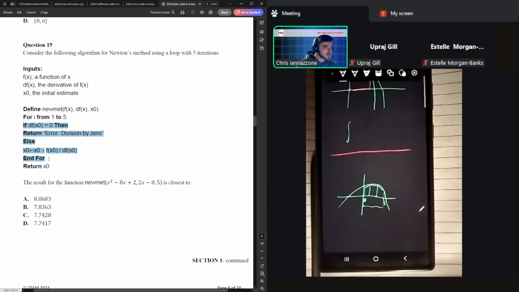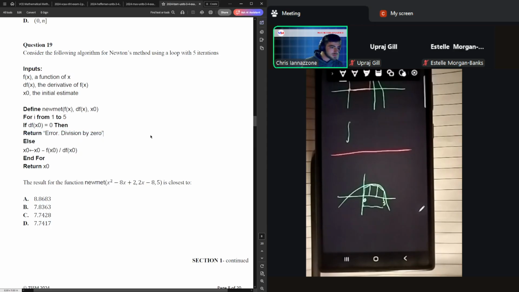These should be indented, so TSSM just didn't seem to format it properly. So I guess we'll pretend they're indented. This is one big indent here. That's where the loop will continue. If the derivative equals 0, cause a divide by 0 error. That should make a decent amount of sense based on what we understand of Newton's method.